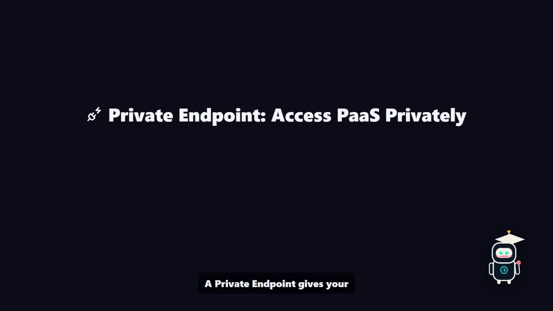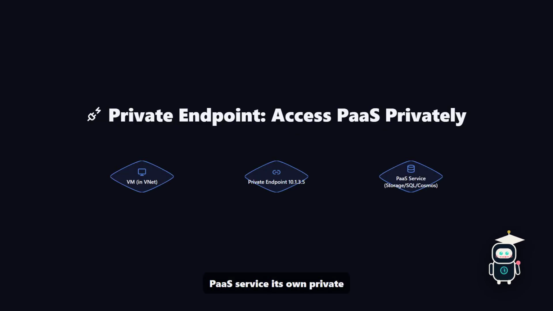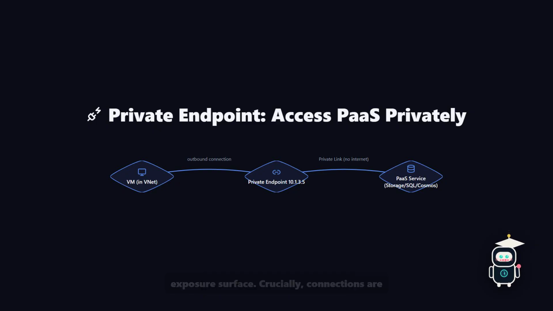A private endpoint gives your PaaS service its own private IP inside your virtual network. The VM reaches the storage account at 10.1.3.5, not a public FQDN. All traffic flows through Azure Private Link. It never touches the public internet, so there's no public exposure surface. Crucially, connections are initiated outbound from your VNet. The PaaS service cannot reach into your network. This is the default for secure architectures now.